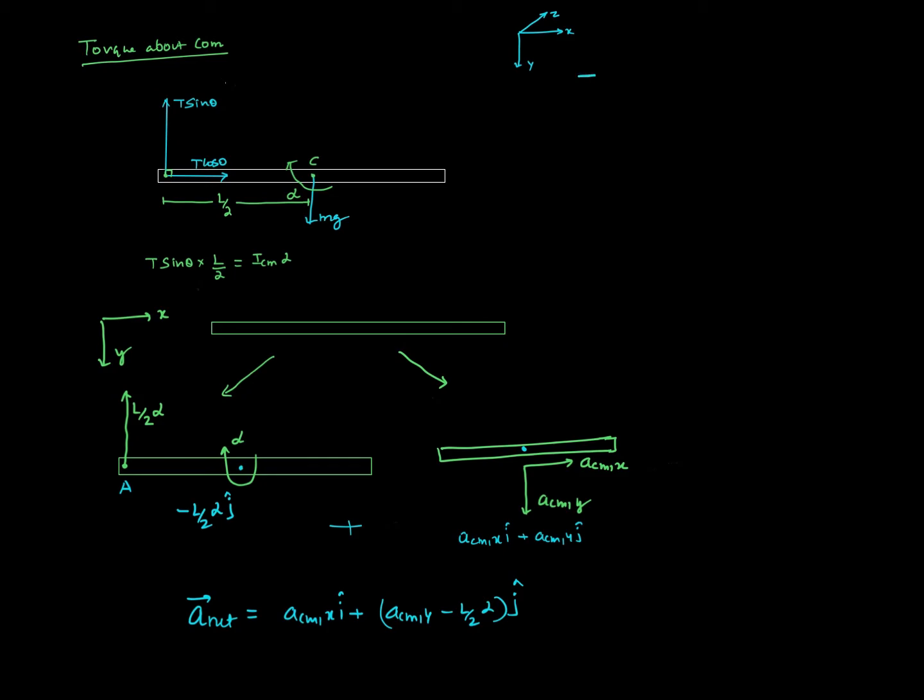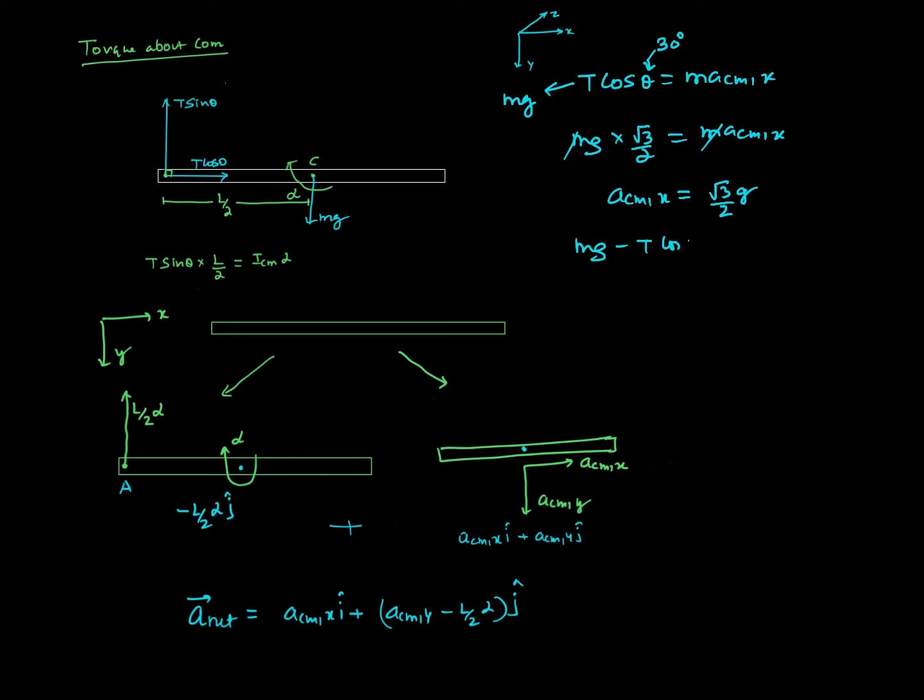So we had T cos theta equal to M ACM along x, correct? And theta was nothing but 30 degrees. And the value of T that we have from equation number 1 is mg. So we'll have mg into root 3 by 2 equal to M ACM along x, correct? M will get cancelled. So we'll have ACM along x equal to root 3 by 2 g, correct?